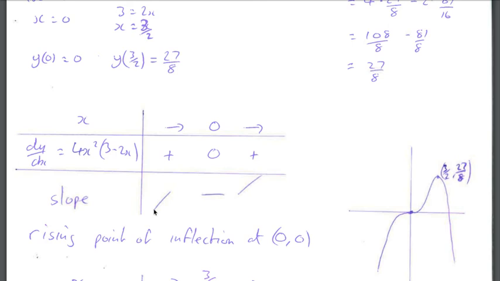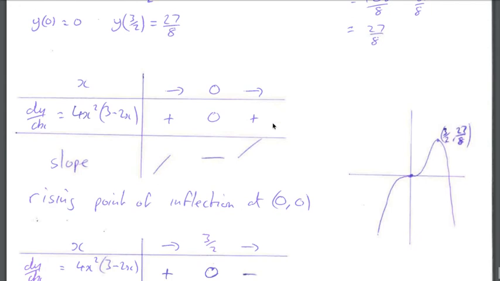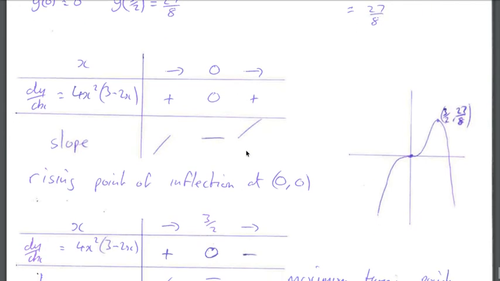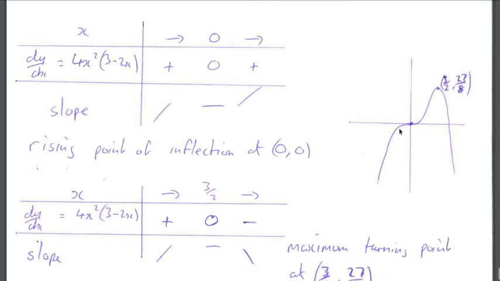So I've shown the slope here in the table. I've shown that the slope is going up. And then we need to look between 0 and 3/2. Well, 3/2 is 1.5, so I'm just going to pick 1. So 4 times 1 squared multiplied by 3 minus 2 times 1. So I've got a positive multiplied by a positive again, which is a positive. So after 0, the curve is increasing. Okay, so that is what is happening here. I've drawn that on there.